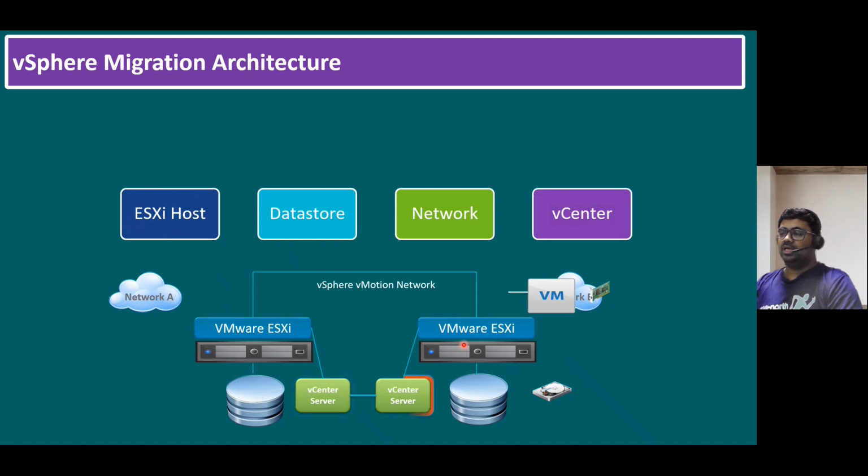We can migrate the VM from one vCenter to another, but the only condition is that both vCenter servers should be in a vCenter linked mode connection. Then only can we perform all these types of migration. If I perform a virtual machine migration from one host to another while live, that is vMotion. If you power off that VM, we call it a cold migration. This is the high level virtual machine migration architecture.